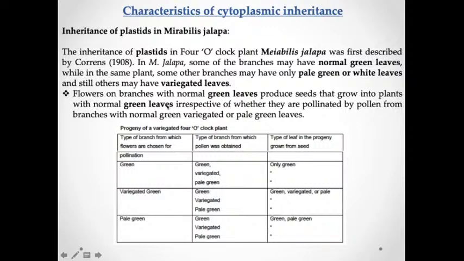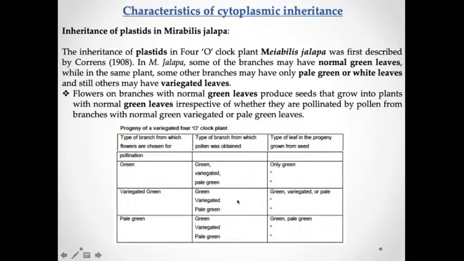Flowers on the branch with normal green leaves produce green seeds that grow into plants with normal green leaves, irrespective of whether they are pollinated from normal green, variegated, or pale green branches. So in the first case, when the green plants are pollinated with green, variegated, or pale green, they all produced all green plants. But when the variegated plant got pollinated with green, variegated, or pale green, all three types came up: green, variegated, and pale.